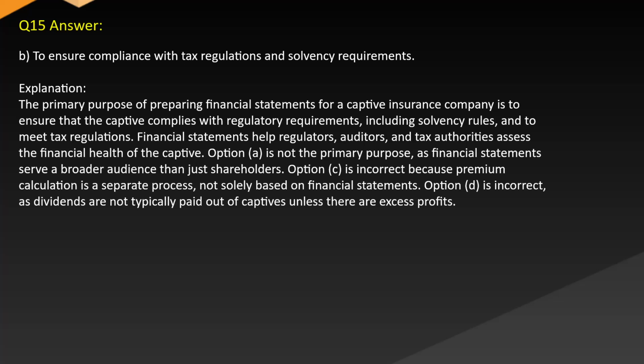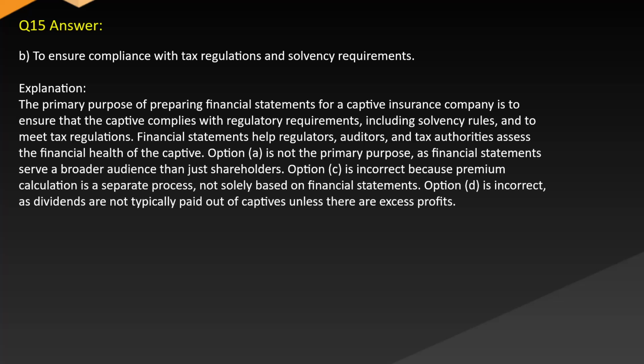Answer: B. To ensure compliance with tax regulations and solvency requirements. Explanation: the primary purpose of preparing financial statements for a captive insurance company is to ensure that the captive complies with regulatory requirements, including solvency rules, and to meet tax regulations. Financial statements help regulators, auditors, and tax authorities assess the financial health of the captive.